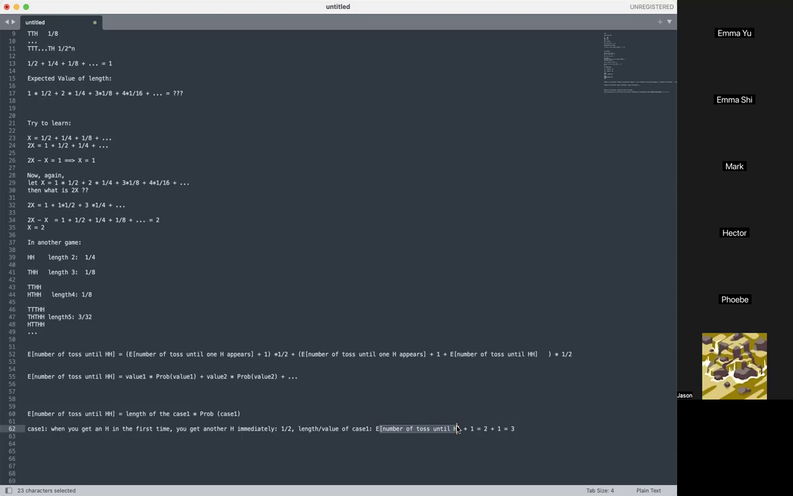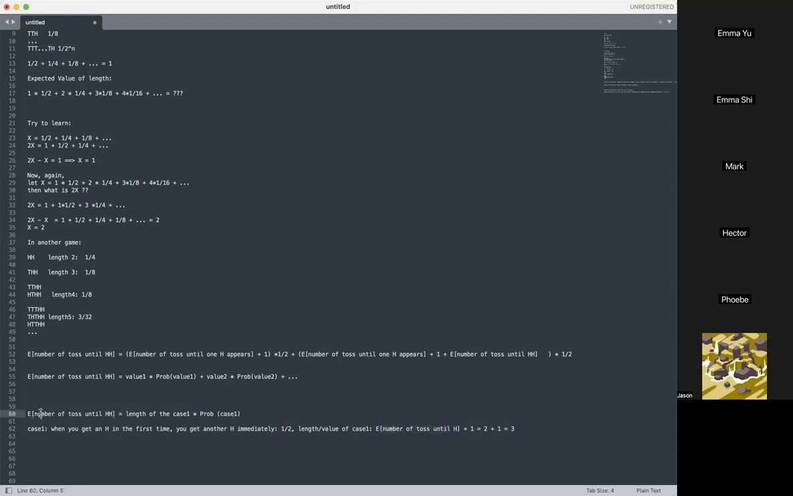And after this, you have a 1/2 probability that an H follows immediately, right? So then the total length in this case is 3, right? So case 1 is that you toss, then you get an H, and then you get another H. This is case 1, right? So case 1 has an expected length of 3, and for case 1 to happen, since you already got an H, the probability of getting another H is 1/2, right?